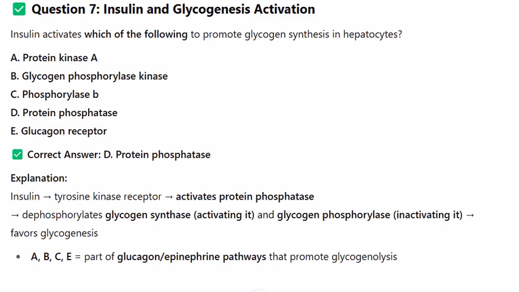Protein phosphatase. Explanation: the insulin tyrosine kinase receptor activates protein phosphatase, which dephosphorylates glycogen synthase, activating it, and glycogen phosphorylase, inactivating it. This favors glycogenesis. A, B, C, and E are part of the glucagon and epinephrine pathways that promote glycogenolysis.